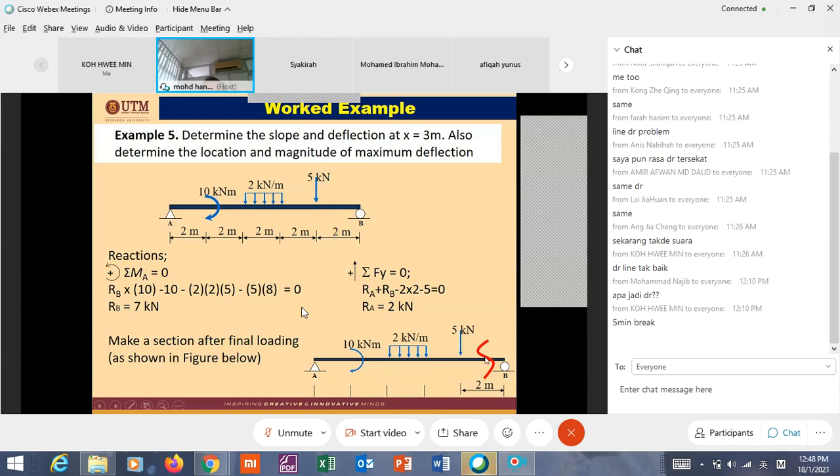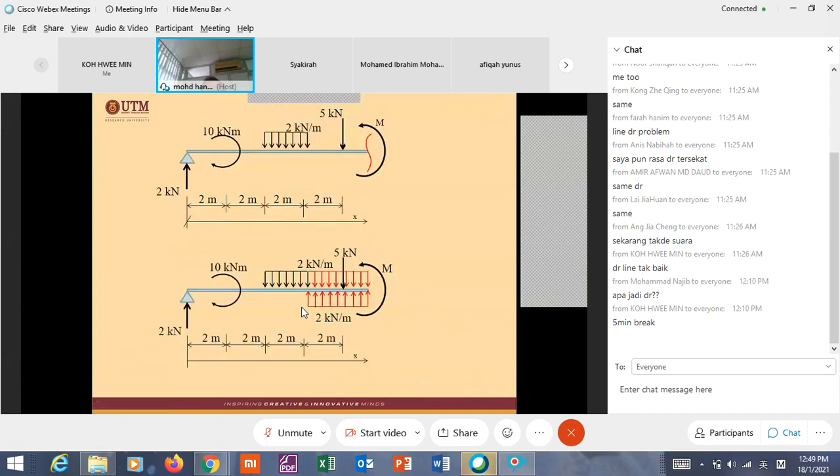But in this case, the end point is at the support. So somewhere here. So that means how many terms? 1, 2, 3, 4. Make sure there are 4 loadings, or 4 terms in your equation. What are the terms here?